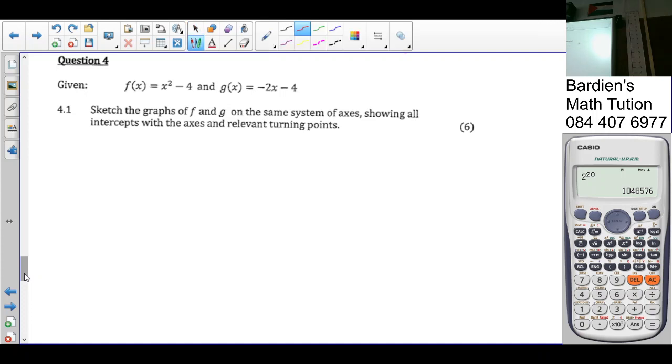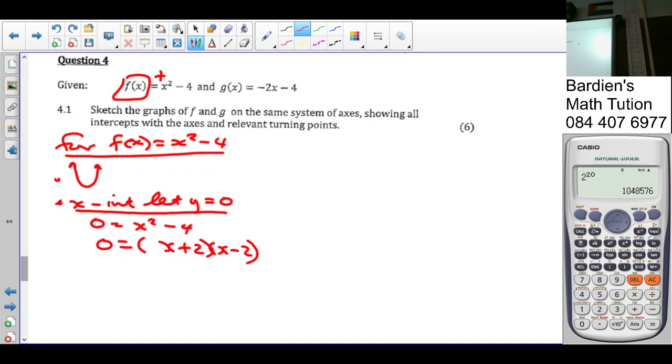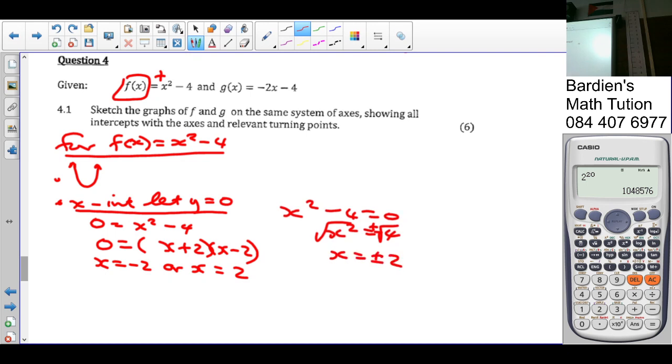So for f of x, we know firstly the graph is positive, so it's smiling. Then x-intercept, what do we do? We let y equal to 0. F of x is y. So 0 is equal to x squared minus 4, a difference of 2 squares. So x plus 2 is equal to 0, so x is equal to minus 2, or x minus 2 is equal to 0, so x is equal to plus 2. Or I could have said x squared minus 4 is equal to 0, so x squared is equal to 4. If I introduce the square root, what must I not forget? Plus minus. So x is equal to plus minus 2. The same thing.